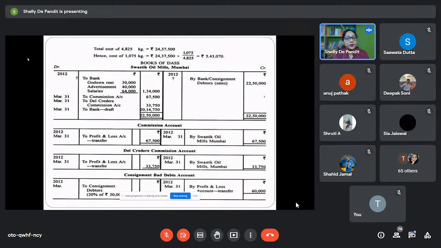So consignee is responsible for bad debt because he has already received the Del Credere commission. So we pass the entry to consignment debtors, and the actual, that 20%, got my point? That 20% of bad debt is transferred to the PL account of the consignee. So that is the thing of giving or receiving Del Credere commission, and there is one bad debt. So that is the first sum.